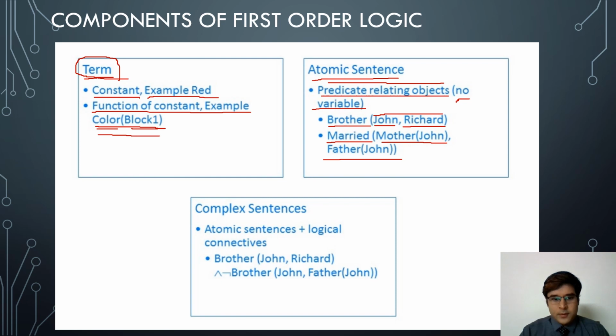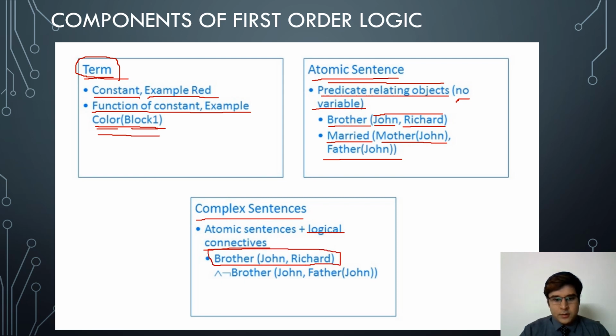Next we have similarly complex sentences. Instead of atomic sentences, we have complex sentences that are conjoined with logical connectives. For example, "John and Richard are brothers" is shown by the first statement here. This is an atomic statement from here to here.